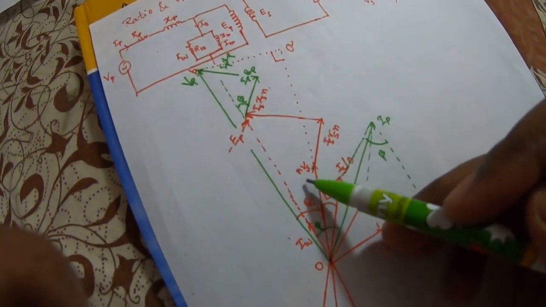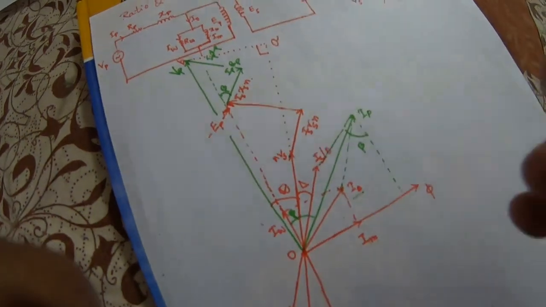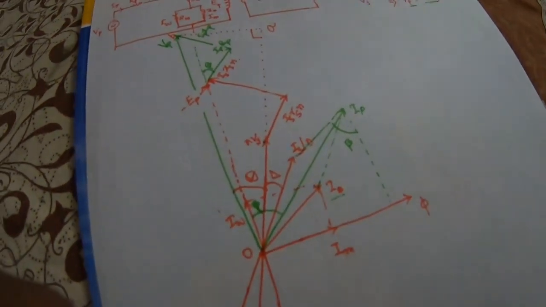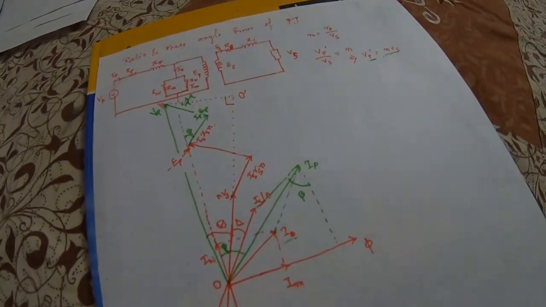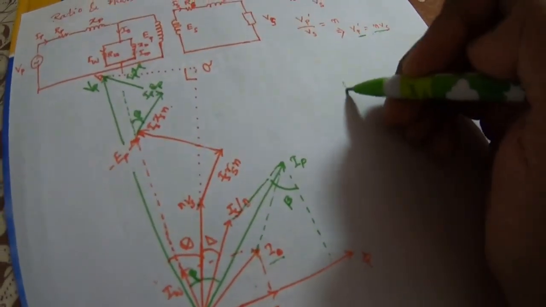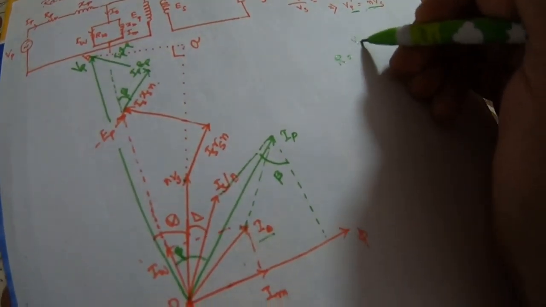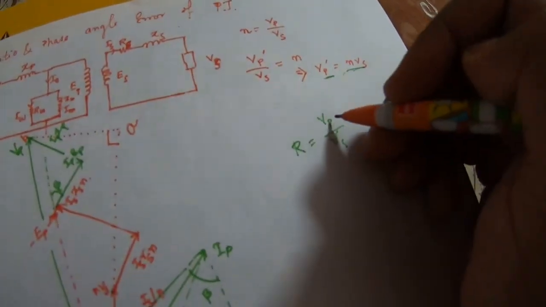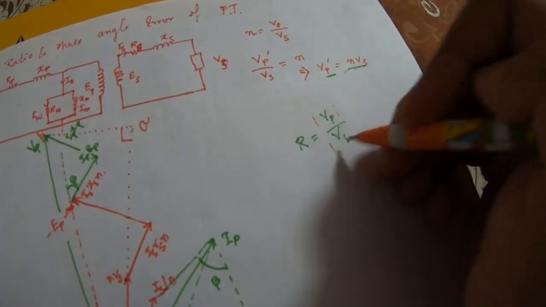Actually this should be the same. So this is NVS and EP. This theta part will be discussed in the second part of my video, but in this case we'll be only discussing the ratio error. That is, we know that R is equal to Vp by Vs, a phasor of Vp by phasor of Vs.